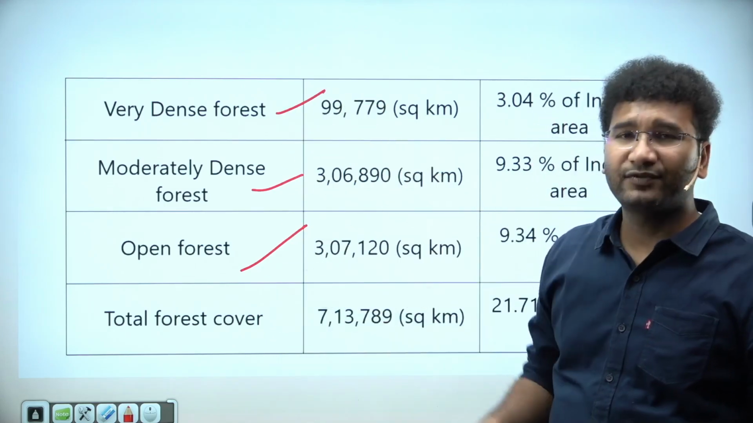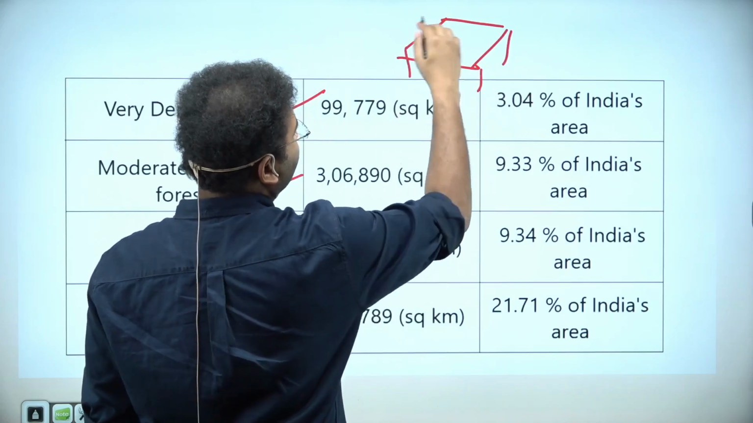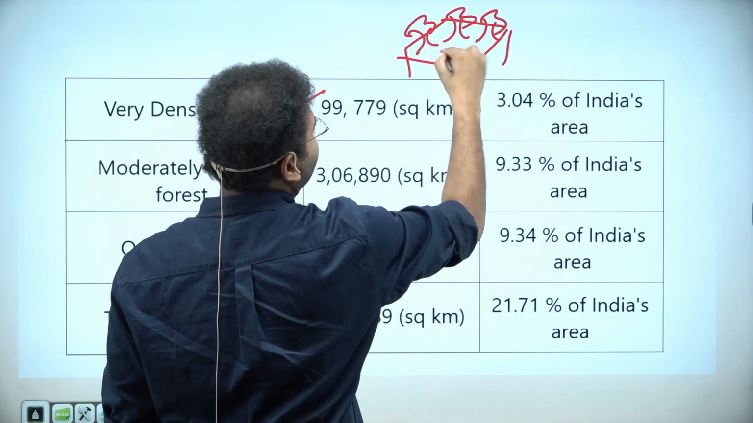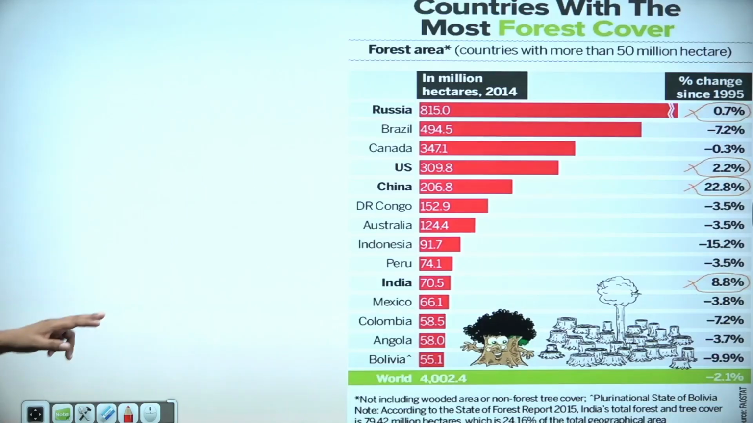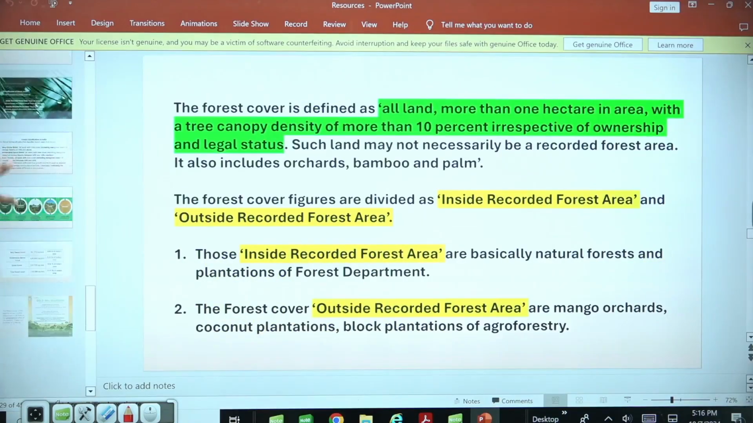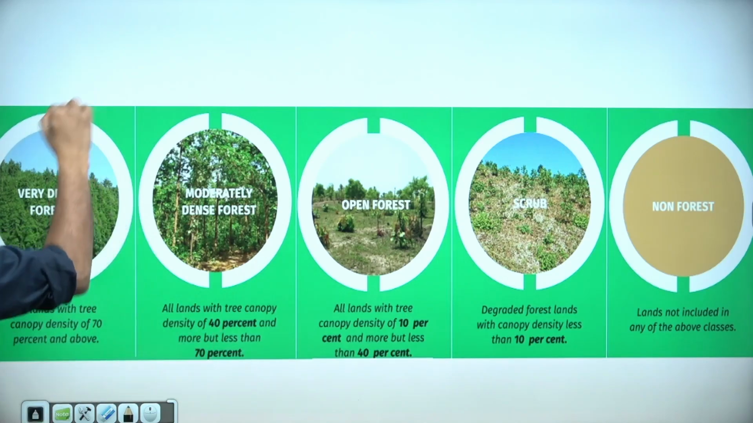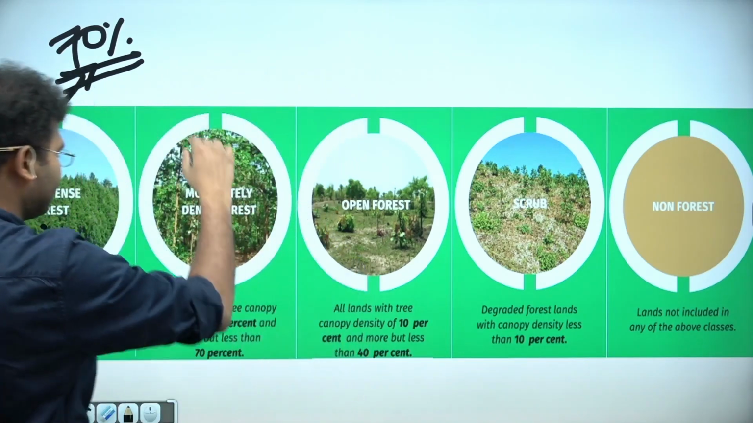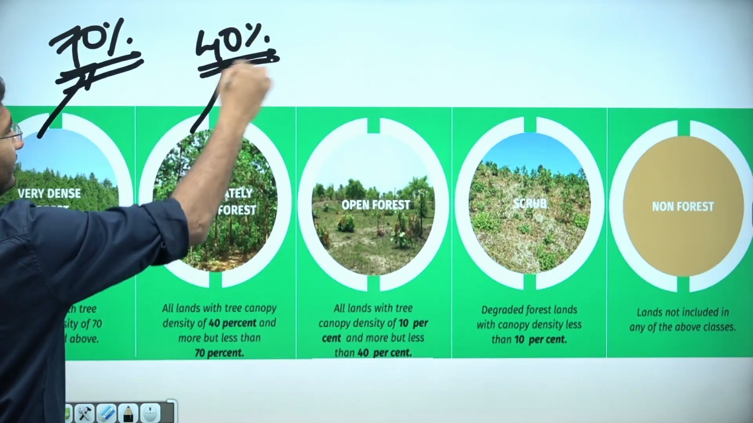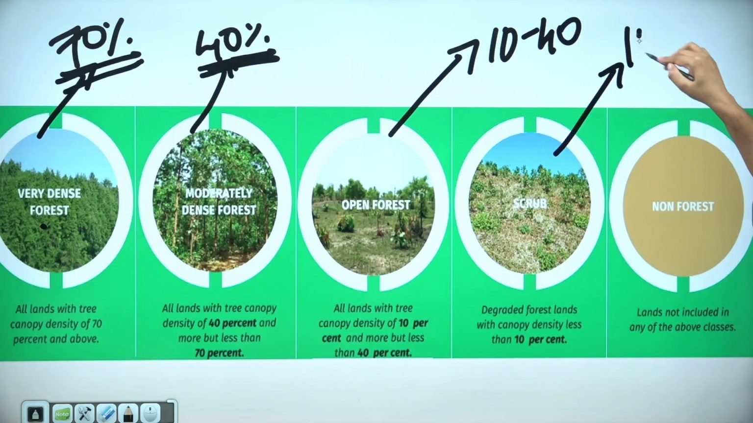And see, very dense forest means the canopy cover is more than 70%. You take 1 hectare of area, and in this the entire canopy cover is more than 70%. You'll call this particular area a very dense forest. Like that, moderately dense is somewhere around 40%. Up to 40% you will call this moderately dense. Likewise, open forest is 10% to 40%. Scrubs are less than 10%. Non-forest area is not included as any of the forest cover.